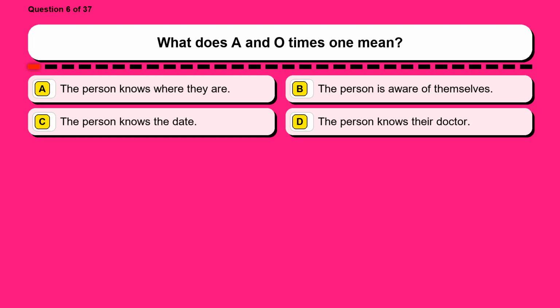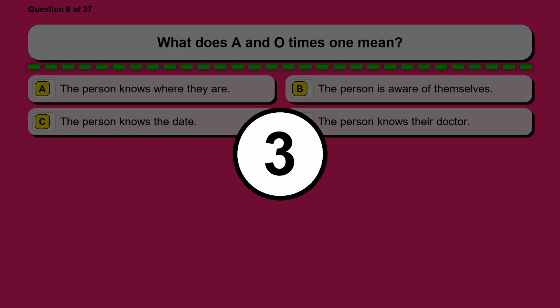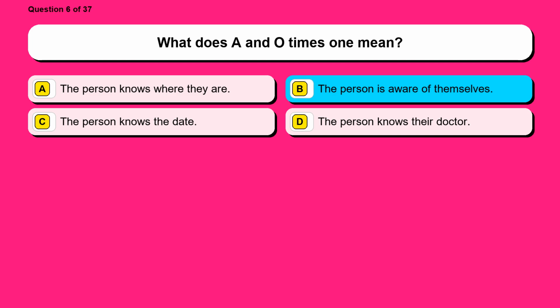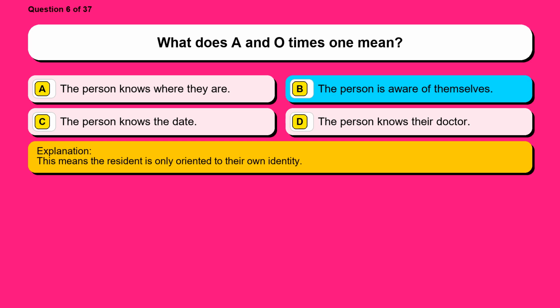Question 6. What does A&O times 1 mean? Option A. The person knows where they are. Option B. The person is aware of themselves. Option C. The person knows the date. Option D. The person knows their doctor. The correct answer is option B. The person is aware of themselves. This means the resident is only oriented to their own identity.